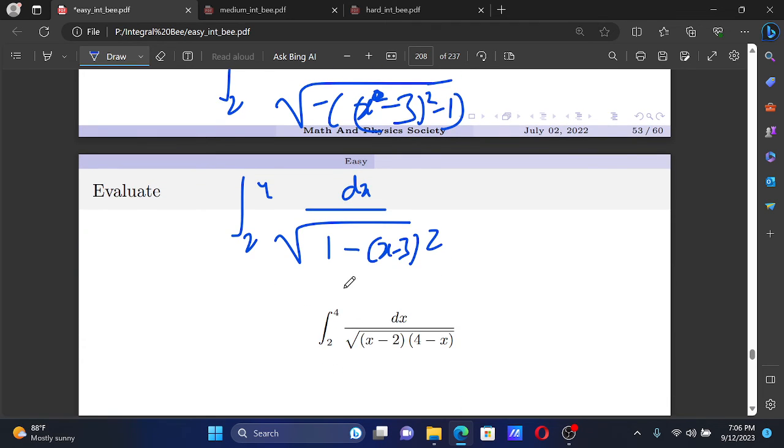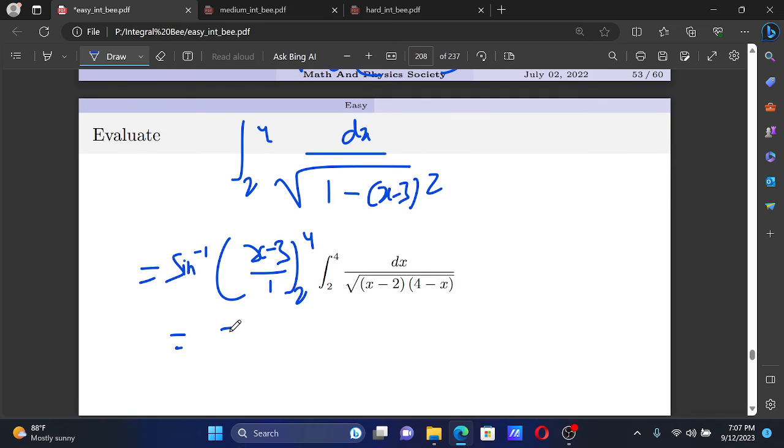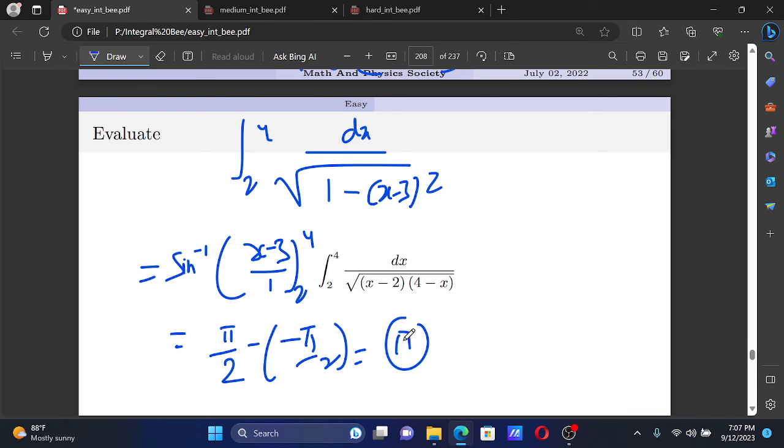So this is just a sine inverse formula. So we get sine inverse of x by a from 2 to 4. So this is pi by 2 minus minus pi by 2. So overall we get just pi. Yeah. So the next one.